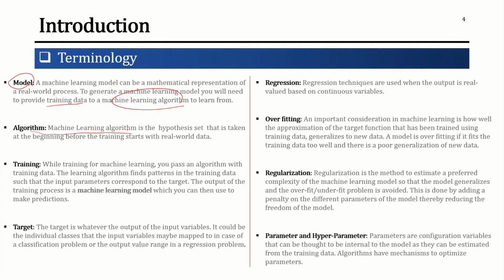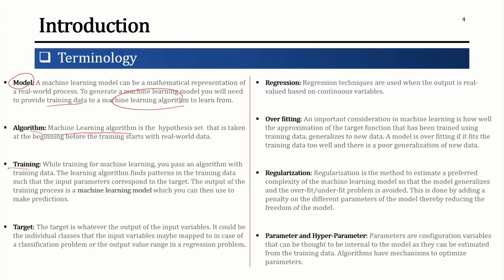So what is a learning algorithm? It is a hypothesis set that is taken at the beginning before the training starts with real-world data. So what does that mean? We need the machine learning algorithm before we can start what we want to do with it. There are many possible machine learning algorithms that we can select based on our requirement. So next we come to the third term, which is training.